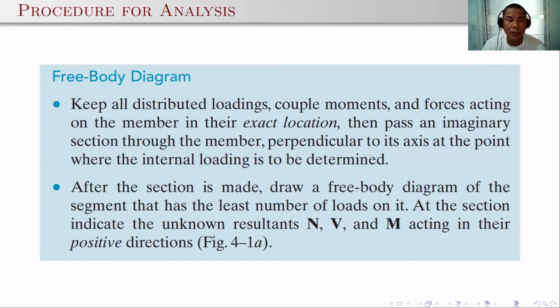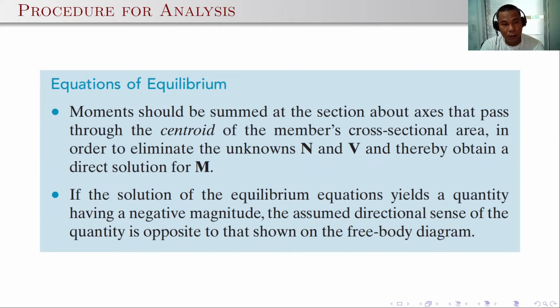For the free-body diagram, again, we always have to draw our free-body diagram. It's very, very important. Keep all distributed loadings, couple moments, and forces acting on the member in their exact location. Then pass an imaginary section through the member, perpendicular to its axis at the point where the internal loading is to be determined. After the section is made, draw a free-body diagram of the segment that has the least number of loads on it, and at the section indicate the unknown resultants N, V, and M acting in their positive directions.